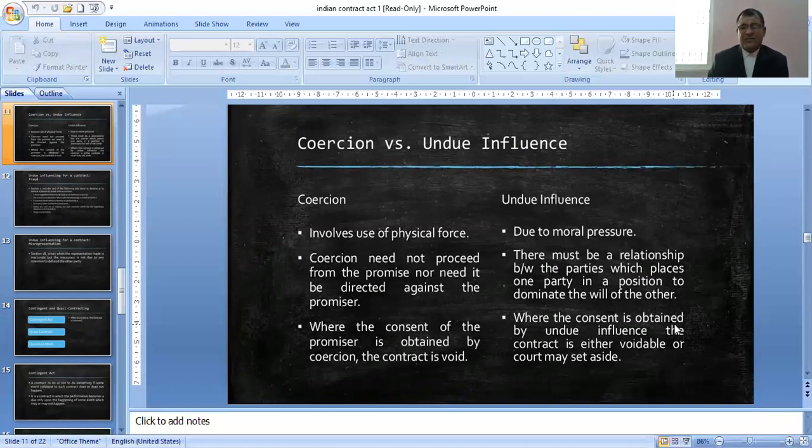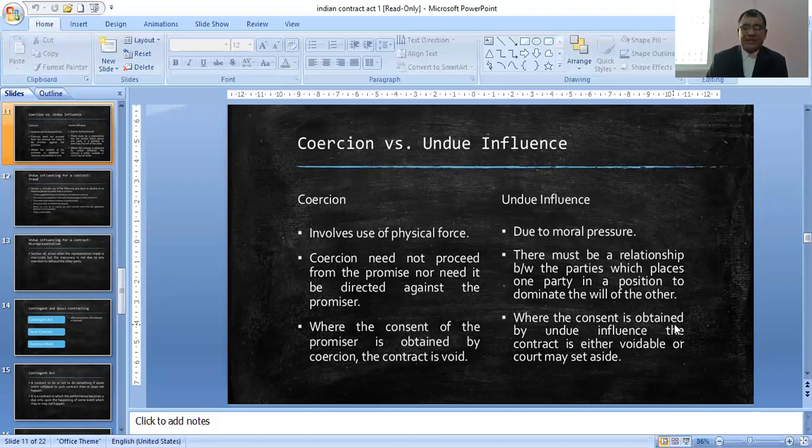What is coercion? What is undue influence? Coercion involves physical force. Undue influence is due to moral pressure. Coercion need not proceed from the promisee, nor need it be directed against the promisor. But in case of undue influence, there must be a relationship between the parties which places one party in a position to dominate the will of the other.